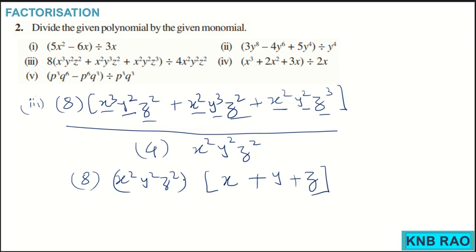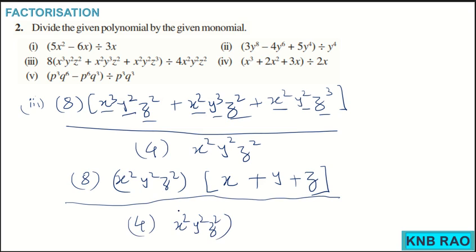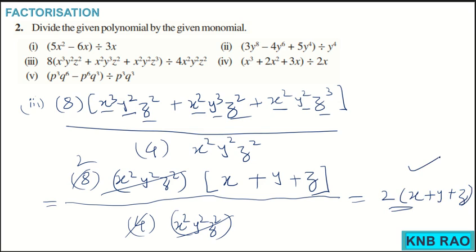If you want to check, you multiply this with this x, you will get back this first term again. You multiply this with this y, you will get the second term. Same, we can cross check: 2 upon 4 times x square, y square, z square we have. So 4 1s are 4, 4 2s are 8, this x square, y square, z square cancels with this numerator. So the leftover answer is 2 times of x plus y plus z trinomial.